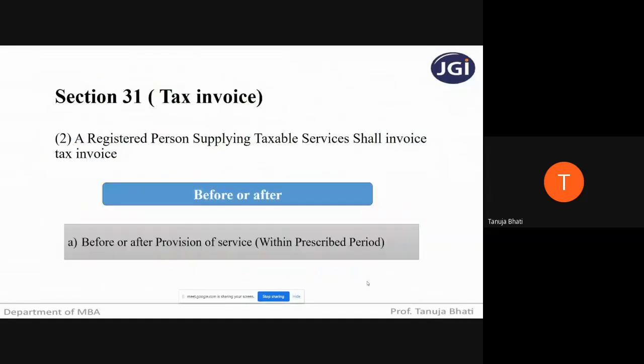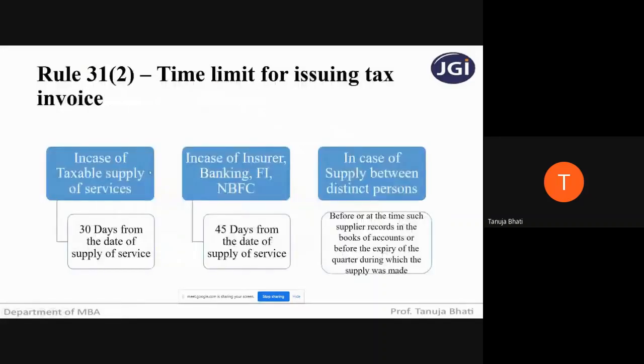Now let us see section number 31 in respect of services. A registered person supplying taxable services shall issue the tax invoice before or after the provision of service within the prescribed time. Now, what is this prescribed time? In case of taxable supply of services, it is 30 days from the supply of service. That means if a person is providing services, he has to issue the tax invoice within 30 days of providing the services. So if he is providing the services on 1st of May, after 30 days, that is 31st May, he is supposed to issue the tax invoice.